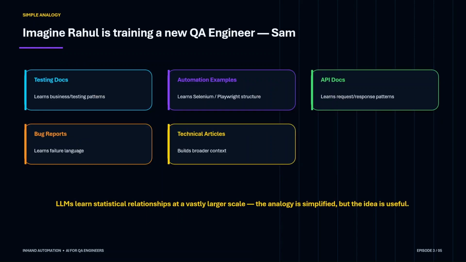So imagine Rahul is training a new QA engineer named Sam. Okay, Sam has just started his career. On day one, Sam knows very little about the project. So Rahul starts giving him information. He gives him a testing document, automation examples, API documentation, programming examples, reports, technical articles, and many other learning resources. So Sam keeps on reading and reading and reading, and over time, what starts?